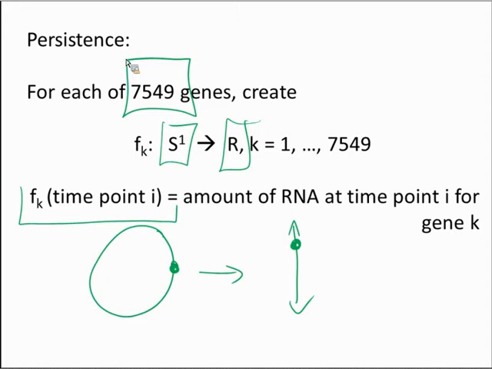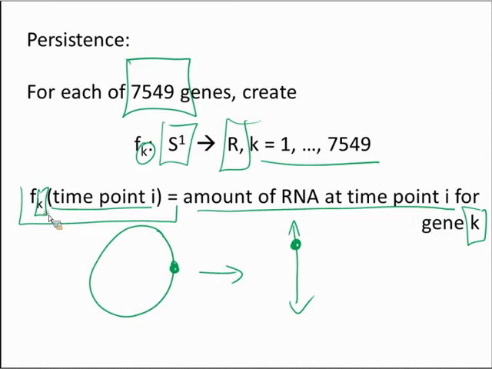And then our function, we've actually got more than 7,500 genes, so we will have a function for every single gene. If we focus on one function, what we want to know is, at time point i, what's the amount of RNA at time point i for this particular gene k? If this is our time point, half an hour, how much RNA do we have? If we're at 1 hour, how much RNA do we have? Et cetera, as we travel along here, we basically want to know where we are in terms of the amount of RNA. Questions on that?